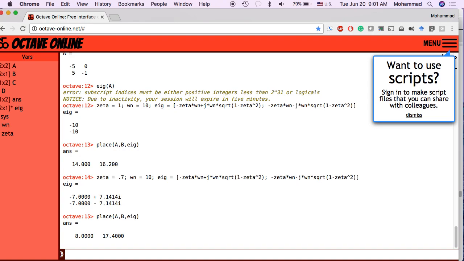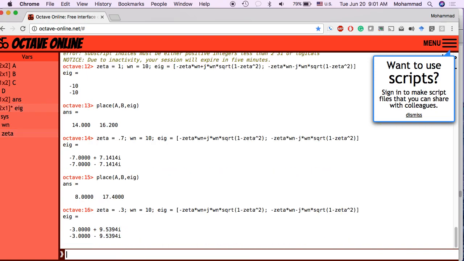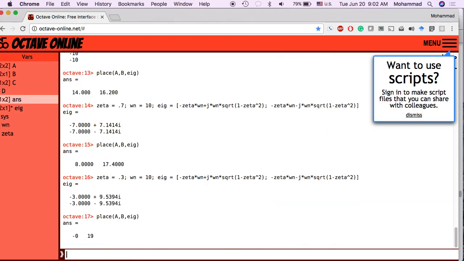If you further reduce the damping ratio, let's say to 0.3, then you would see more oscillations. If you change it to 0.3, the two eigenvalues would be located at -3 plus or minus almost 10j, and you can calculate the gains. It says controller gain 1 can actually be 0, and controller gain 2 is 19. So if you set controller gain 1 to 0 and controller gain 2 to 19, that's how you create those eigenvalues.